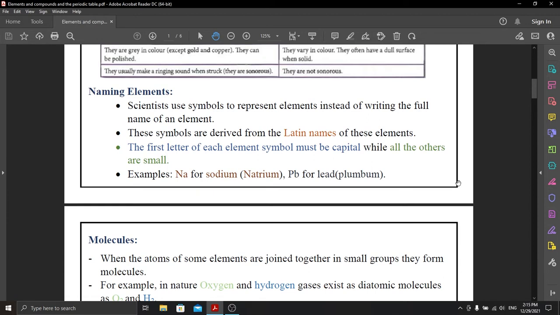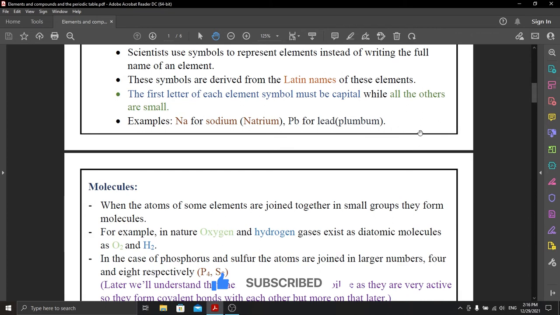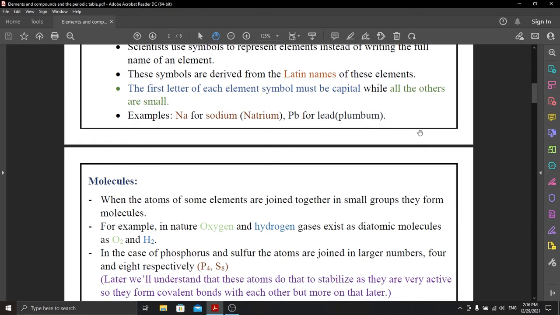These symbols are derived from the Latin names of these elements. For example, sodium is Na, for its Latin name is natrium. Pb is for lead, which is plumbum. And we need to realize something very important. The first letter of each element has to be capital. All the other letters, because elements can have one letter, two, or three. For example, oxygen is just O, sodium is Na, and so on. So the first letter has to be capital. The other letters have to be small. It's very important. These are basics of chemistry, of writing chemical equations, writing the name of the element correctly.